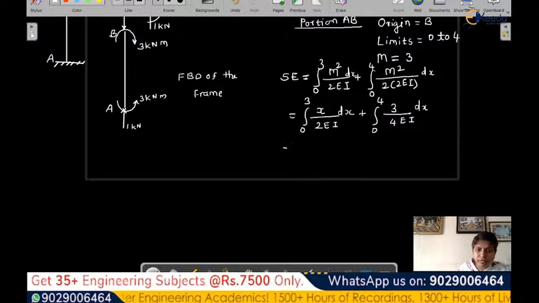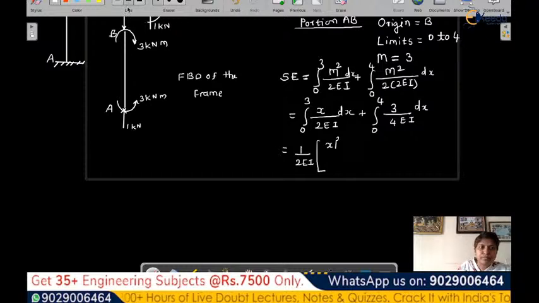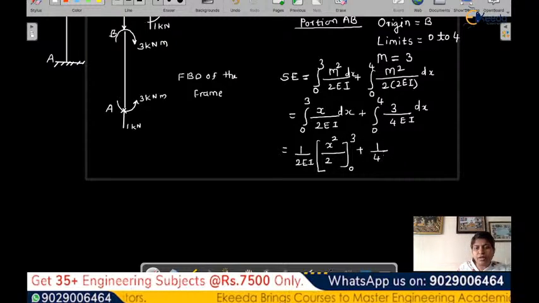Now this 1 by 2EI we will keep out. And x will become x square by 2, 0 to 3. Sorry, EI we have already taken out. Plus 1 by 4EI, 9 into x, where x is 0 to 4.